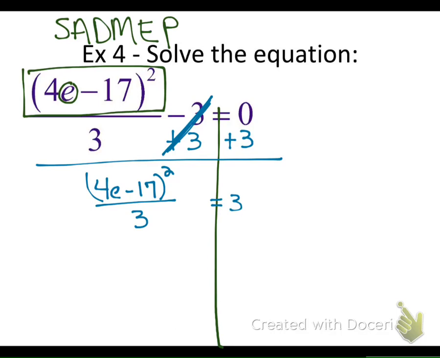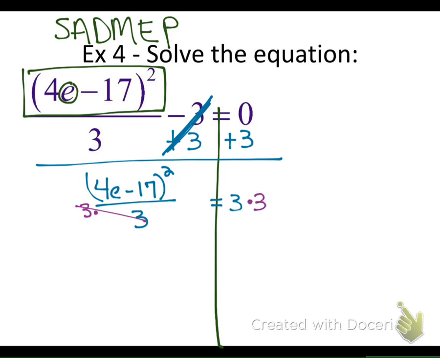Okay, now, we still have where the square's not by itself. So we still have that being squared here. So I have to get rid of this 3. Danielle, how am I going to get rid of this 3 here? The opposite of divide is multiply. So I'm going to multiply each side by 3.